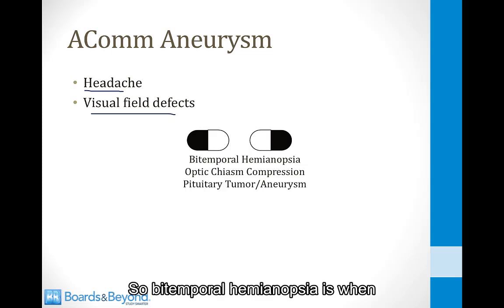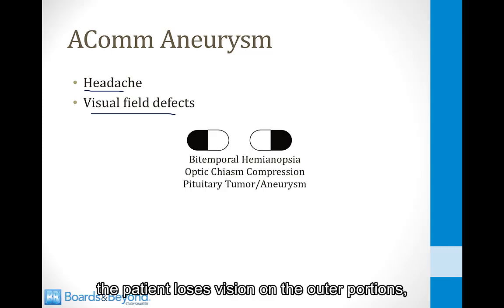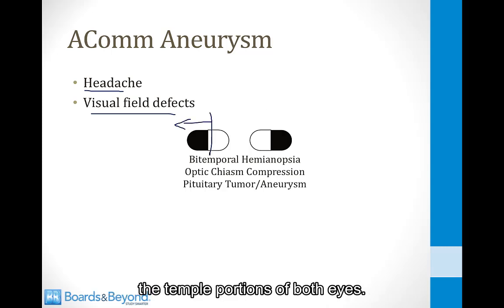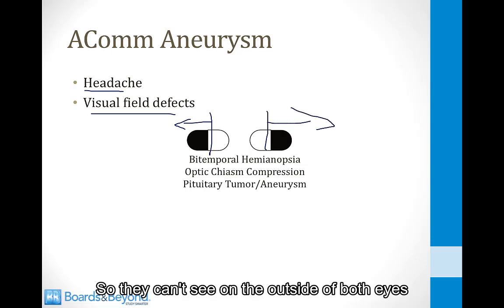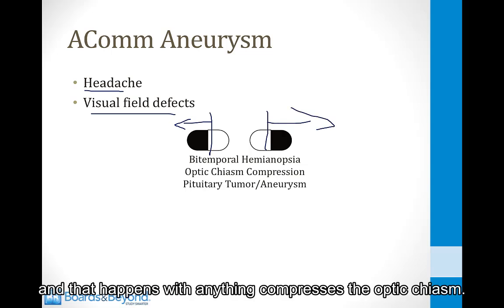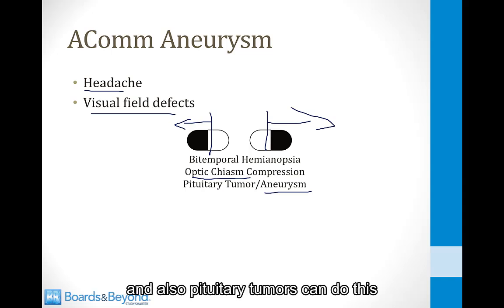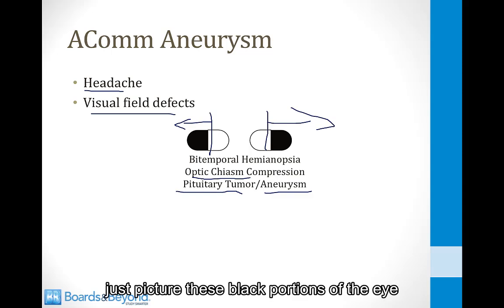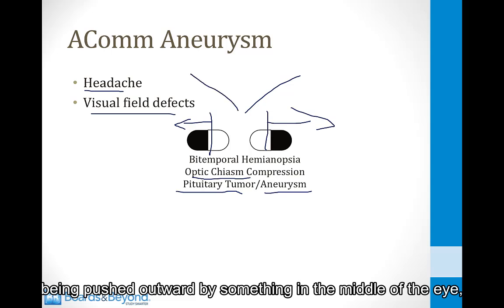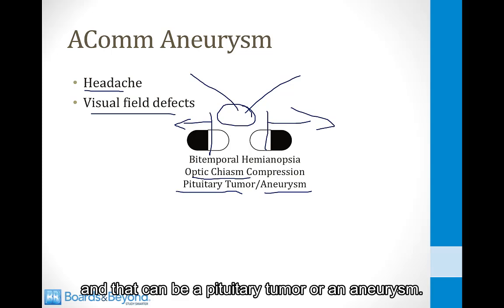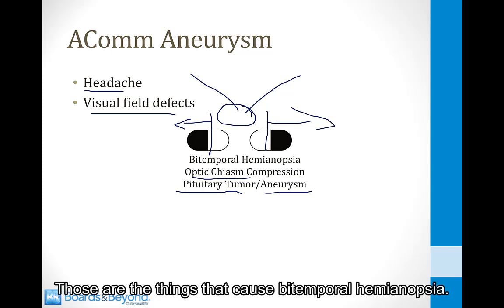Bitemporal hemianopsia is when the patient loses vision on the outer portions, the temple portions of both eyes, so they can't see on the outside of both eyes. That happens when anything compresses the optic chiasm. Aneurysms can do this, like the anterior communicating artery aneurysms, and also pituitary tumors can do this. The way I think of this is just picture these black portions of the eye being pushed outward by something in the middle where the optic chiasm is, and that can be a pituitary tumor or an aneurysm. Those are the things that cause bitemporal hemianopsia.